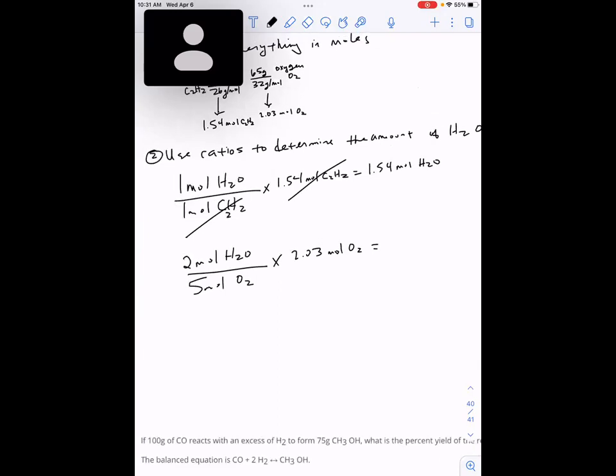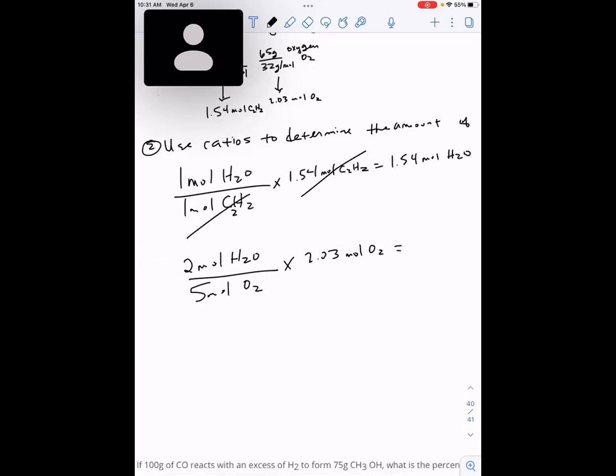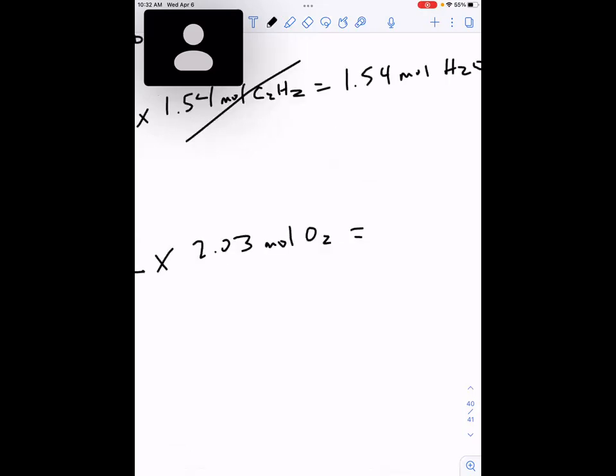And that's why you have to do it this way. It's very misleading to just look at the coefficients and assume that because one number is bigger than the other one, that's going to be the limiting one. Sometimes that's the case, but not all the time. So you want to be thorough with this. What do we get here? 4.06 divided by 5. It's going to be a smaller number than 1.54. Anybody got it yet? I got 0.812.